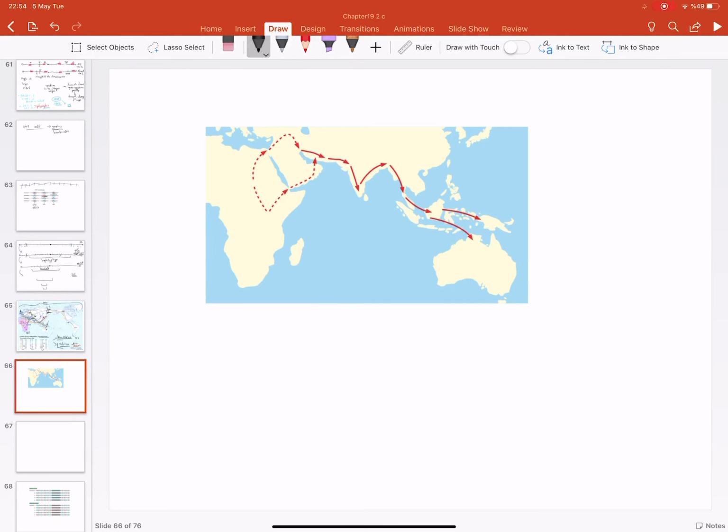The second thing is, when people migrated out of Africa, when they were going east, here they mated with Denisovans. It's a kind of humanoid.